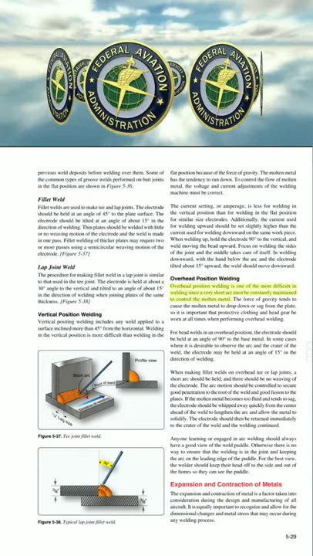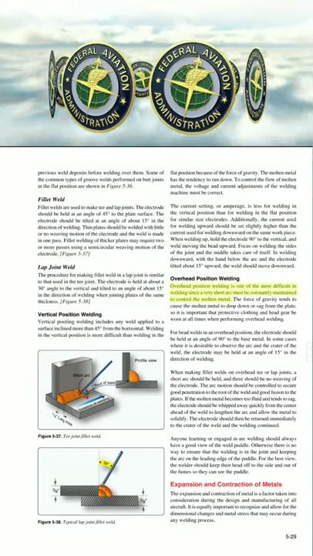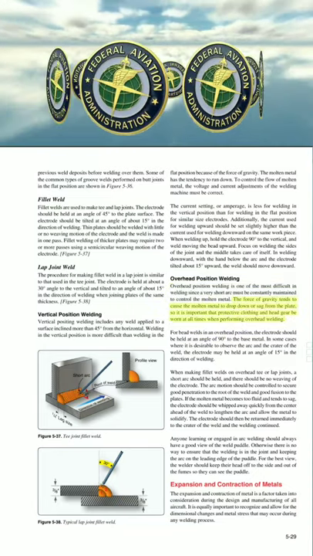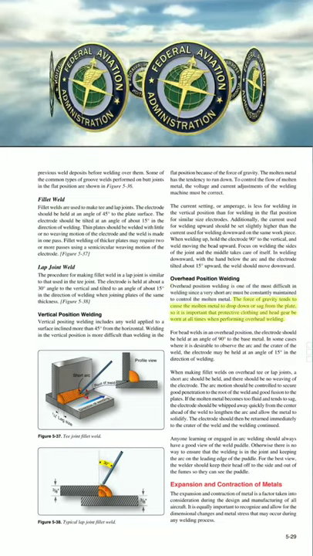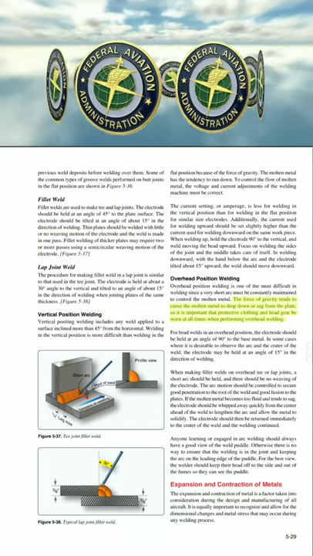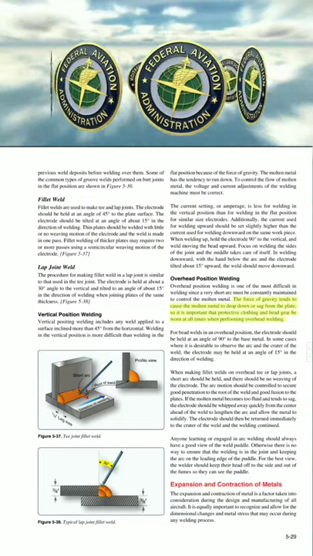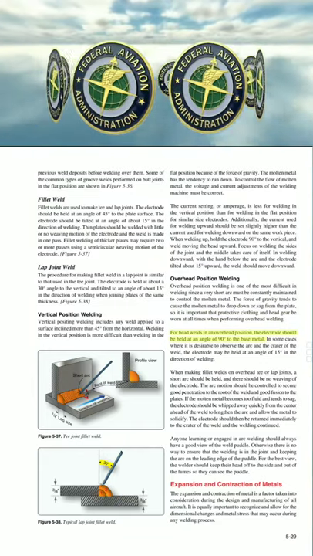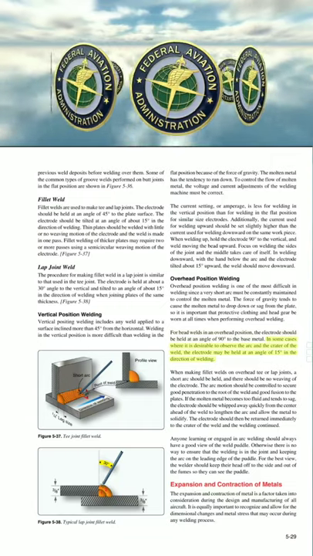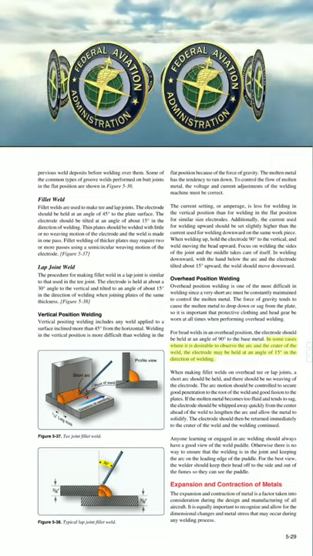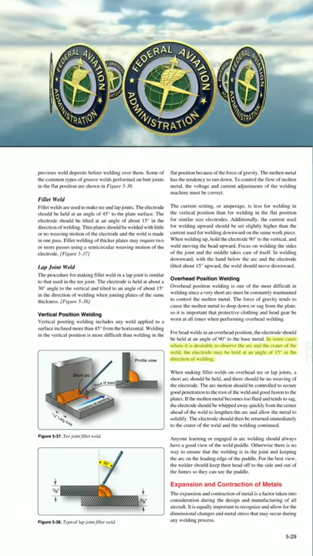Overhead position welding is one of the most difficult in welding since a very short arc must be constantly maintained to control the molten metal. The force of gravity tends to cause the molten metal to drop down or sag from the plate, so it is important that protective clothing and headgear be worn at all times when performing overhead welding. For bead welds in an overhead position, the electrode should be held at an angle of 90 degrees to the base metal. In some cases where it is desirable to observe the arc and the crater of the weld, the electrode may be held at an angle of 15 degrees in the direction of welding.